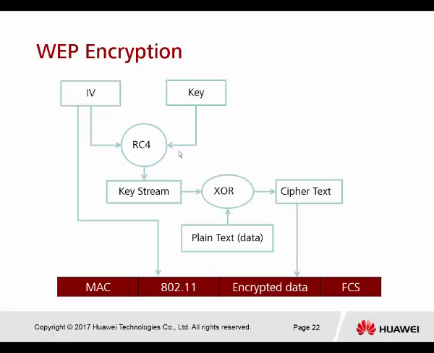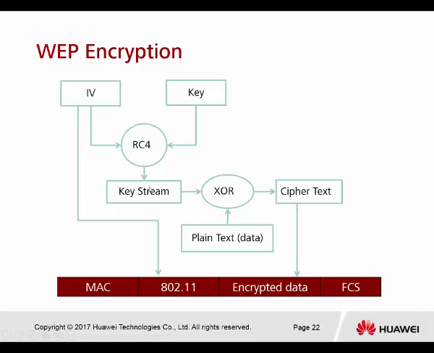So this will be the process for the WEP encryption. It's very simple. WEP uses the IV with the key. For example, this is the key that we enter, like Huawei123. This is our password, and this one is the IV. The IV has 24 bits, and we randomly generate the IV code. This IV code will be combined with our password using the RC4 algorithm. RC4 combines the IV and key to become one key stream.